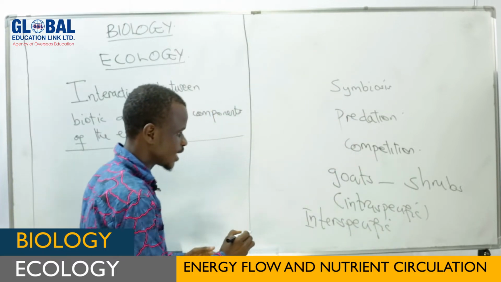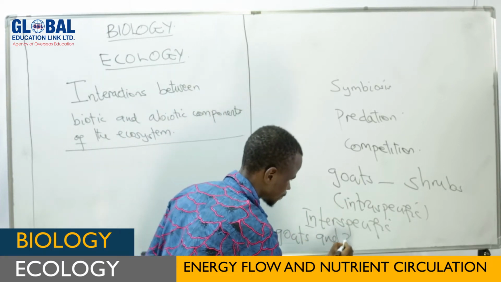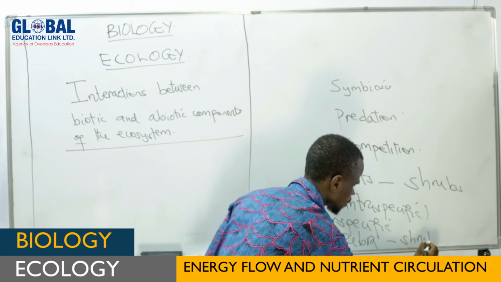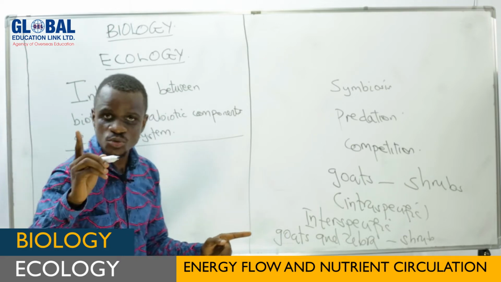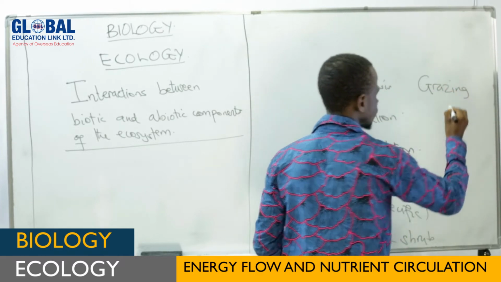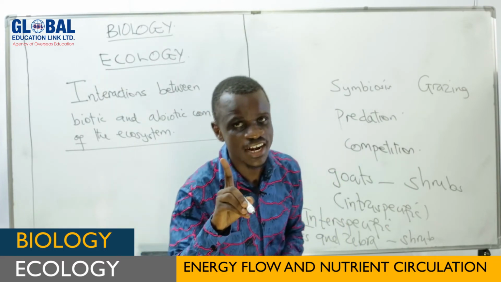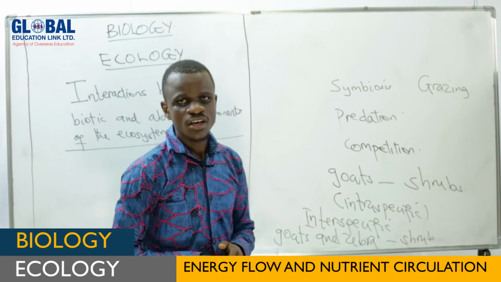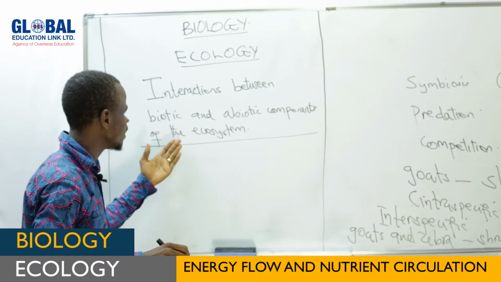Interspecific competition. Take an example, goats and zebra struggling for the same shrub. Zebra is of a different species from goats. That is the way they interact. My dear student, and also I said something about grazing, if you remember. For example, a cow depends on grasses. The grasses are living, and a cow is a living organism in the ecosystem. Now from there, we can have a discussion of the interaction between biotic and abiotic components of the ecosystem.